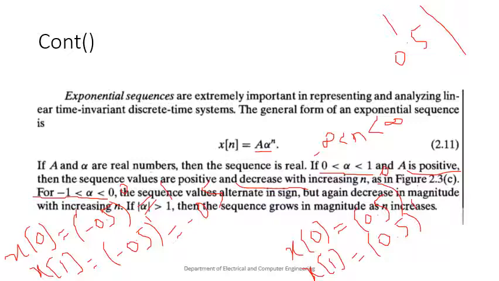And lastly, if we have alpha greater than 1, you can put 1.2 or 2, 3, 4, 5, whatever you want to put, the sequence will grow in magnitude. It means that as you increase n, the sequence will increase. I hope there are a few pictures that I can show you in the next slide. So let's move on to the next slide.